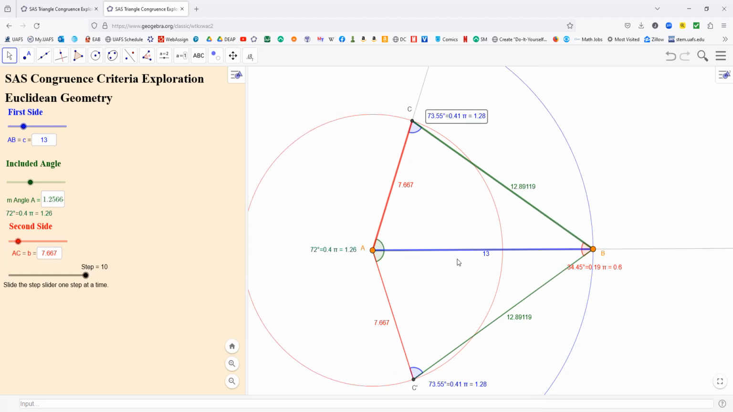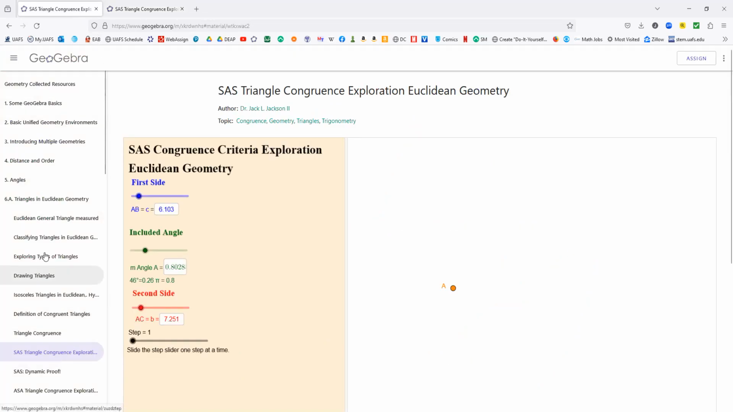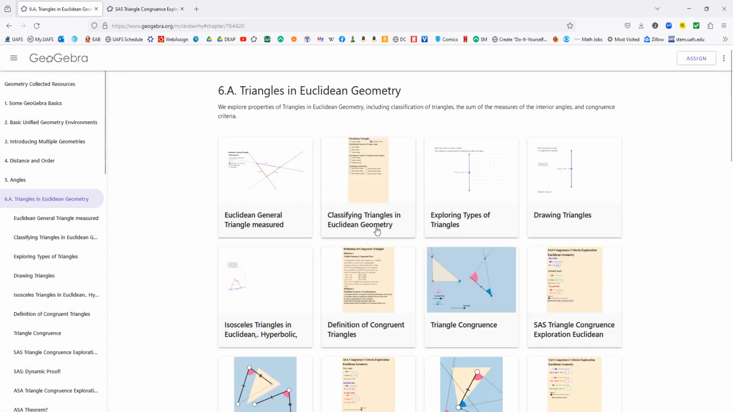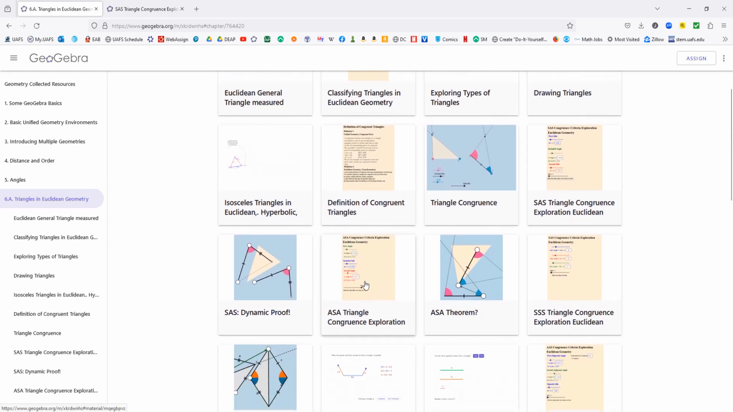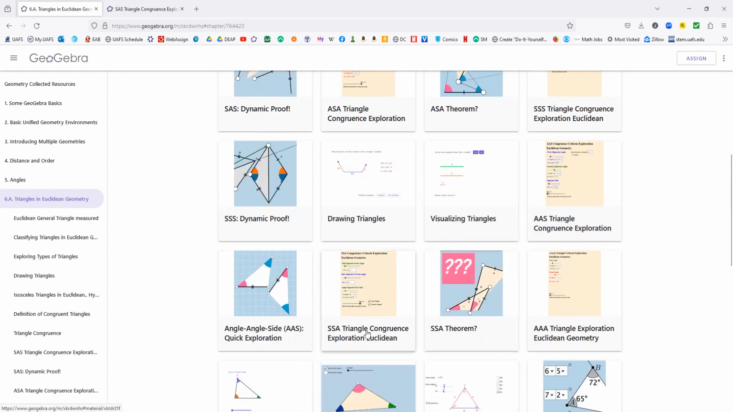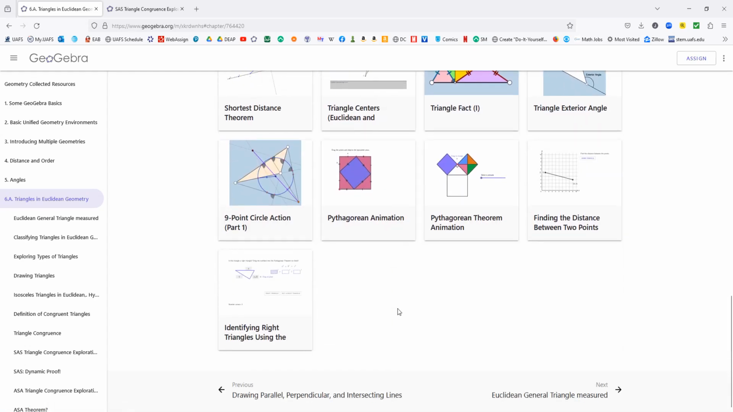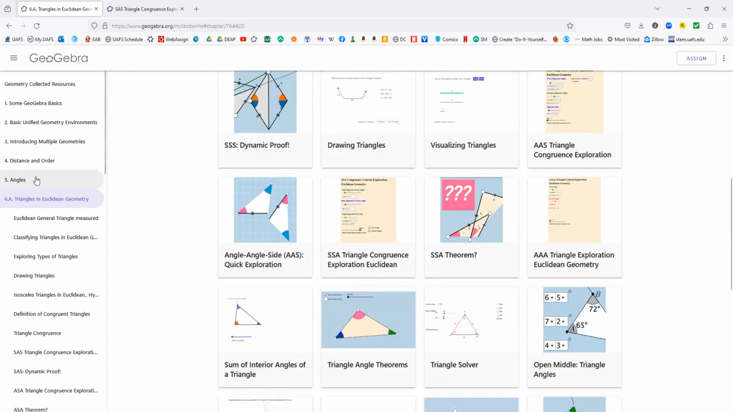So the question is, does this always work? If you move these around, can you break it to where there's no triangle possible, or is there always one congruence class possible? And so what you want to do is go through every single one of these and look at that. So there is one for side angle side, angle side angle, side side side, angle angle side, side side angle, angle angle angle. And see if you can go through there and investigate each of those.